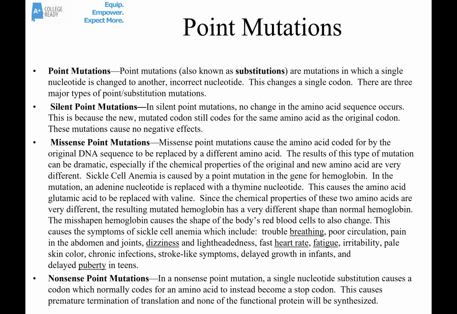So let's talk about some kinds of mutations. Let's first of all talk about point mutations. You'll sometimes hear these called substitutions. They're a type of mutation in which a single nucleotide is changed to another incorrect nucleotide. So this changes just one codon. We'll talk about 3 different types of point or substitution mutations.